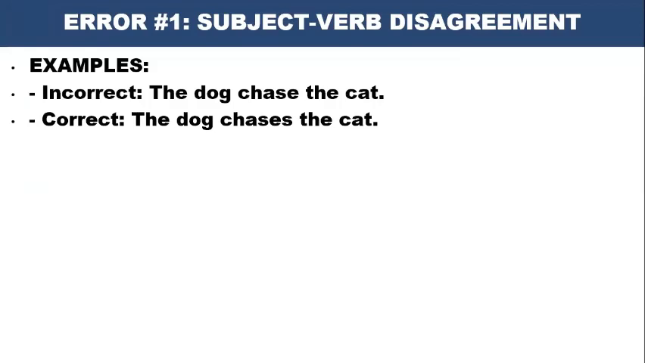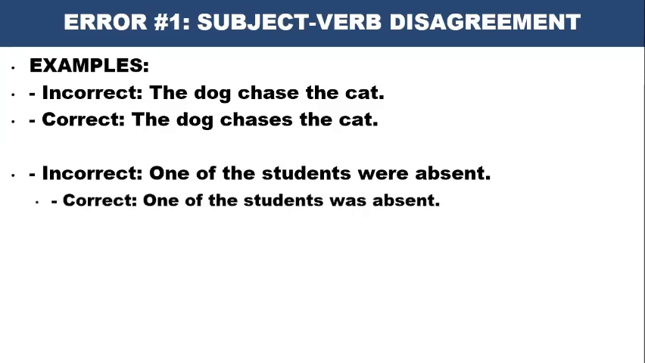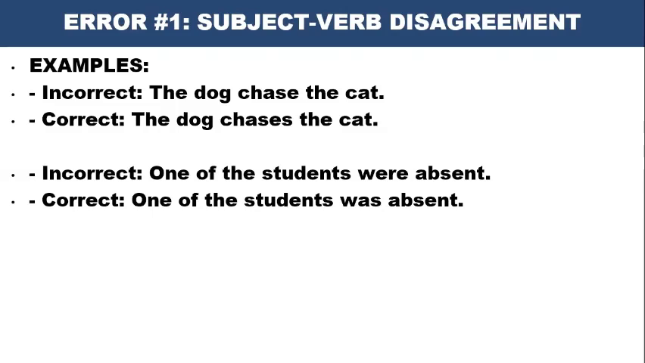Another example, one of the students were absent, this is incorrect because the singular subject here does not agree with the plural verb. So it is correct to say one of the students was absent. So here you have a singular subject and then you have a singular verb. All right.